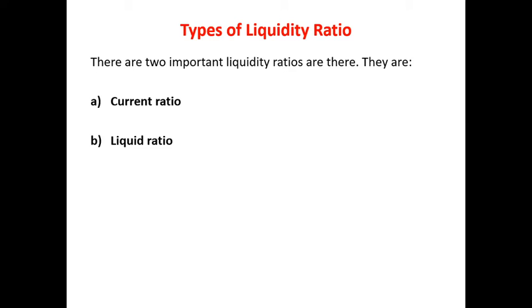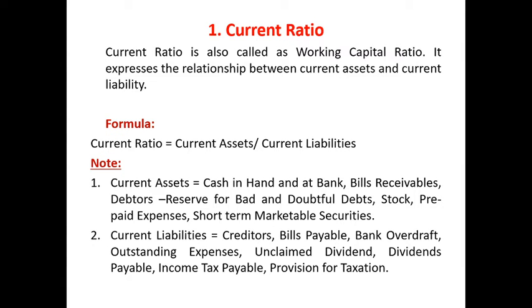Next, types of liquidity ratio. There are two types of liquidity ratios. The first one is current ratio and the second one is the liquid ratio. The first one is current ratio. Current ratio is also called the working capital ratio. It expresses the relationship between the current assets and current liability. The formula for current ratio is current assets divided by current liability.